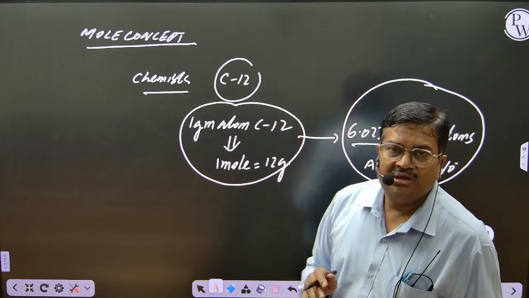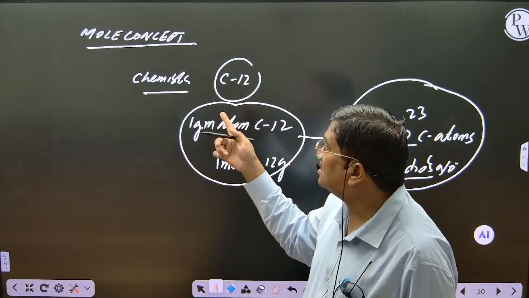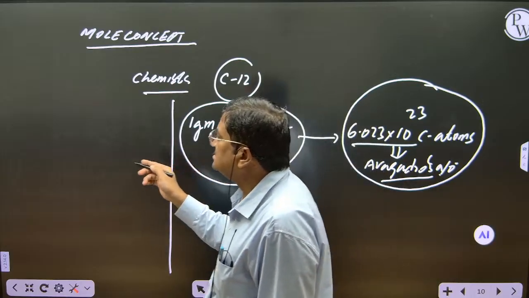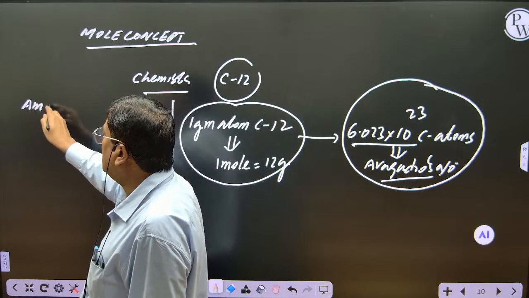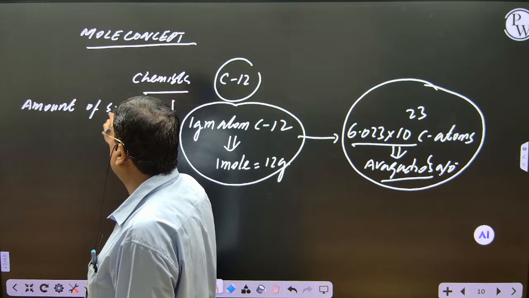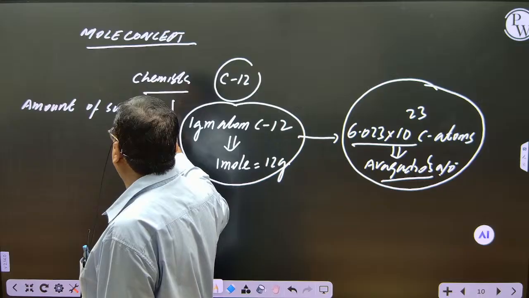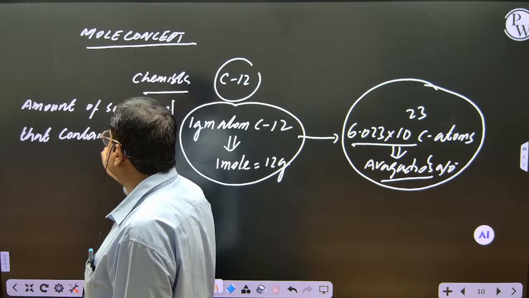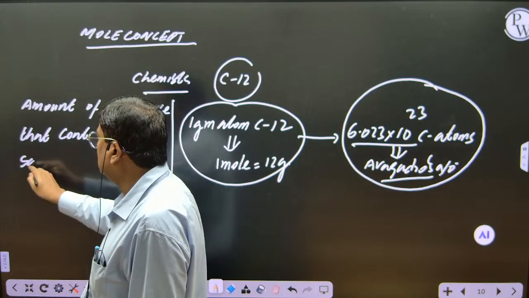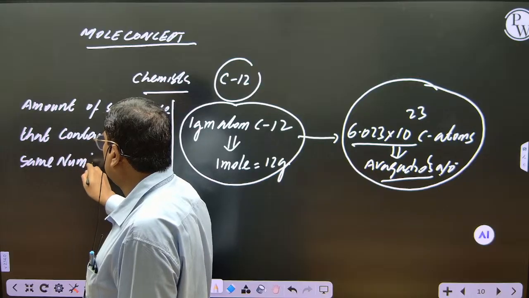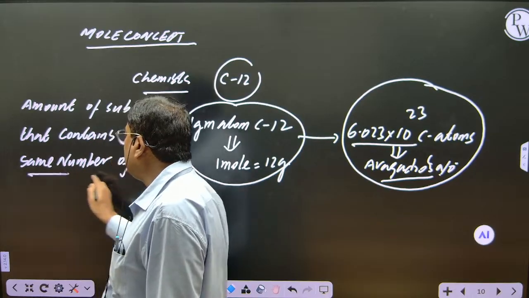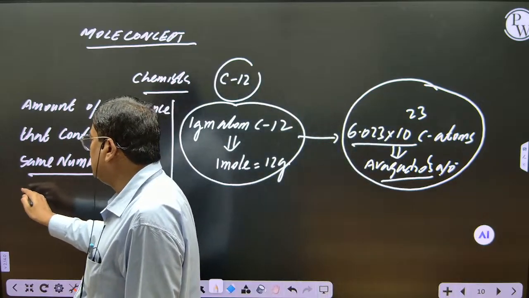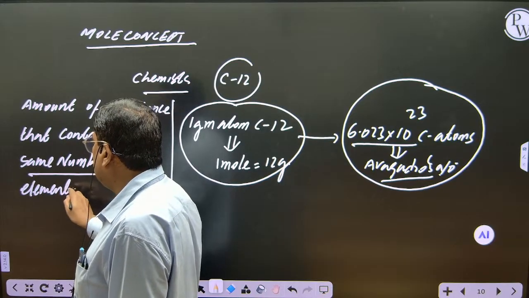Up to this understood. Now coming to the definition of mole concept. I write the statement and make you understand what this mole is. Observe carefully: amount of substance that contains the same number of elementary particles. Understand the statement: same number of elementary particles.